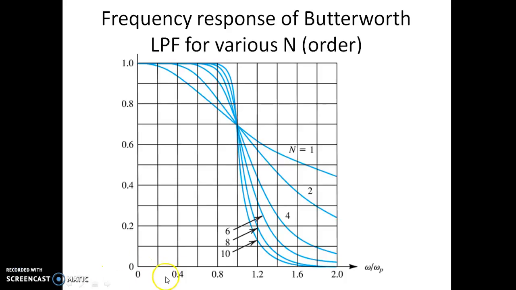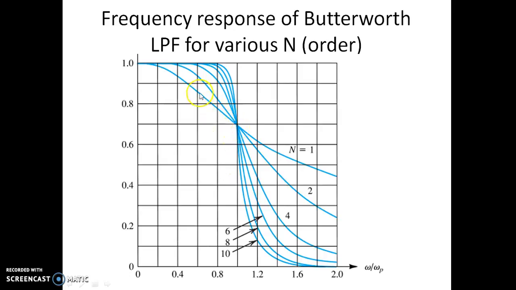On the x-axis, you can see it's a normalized frequency. So instead of giving this in terms of frequency omega, it is omega by omega p. This happens to be the ratio of 1, which corresponds to omega equal to omega p, the edge of the passband. Omega divided by omega p is equal to 1. So at that frequency, we have the magnitude as 0.707 over here.